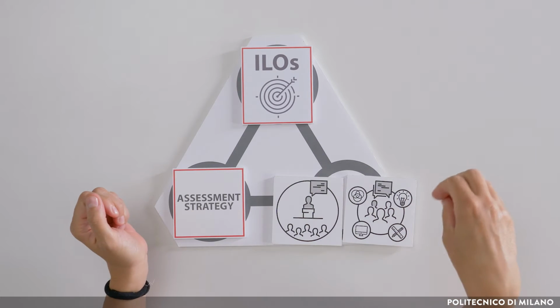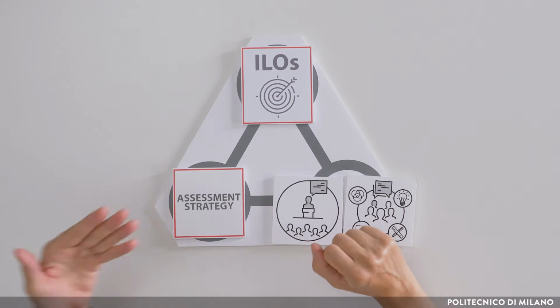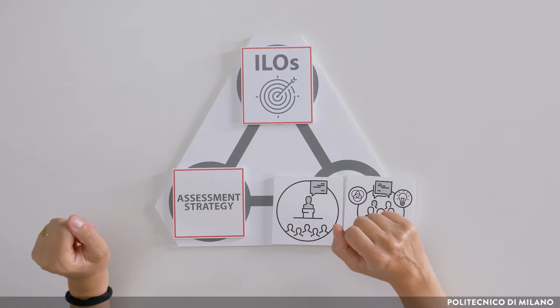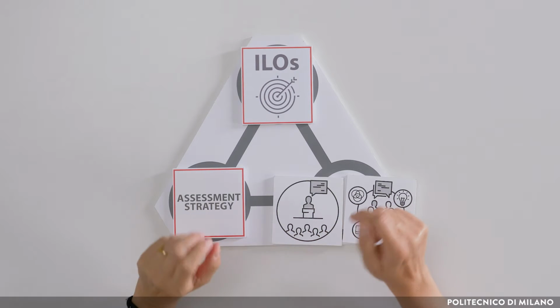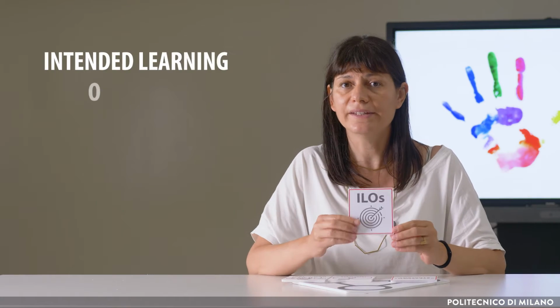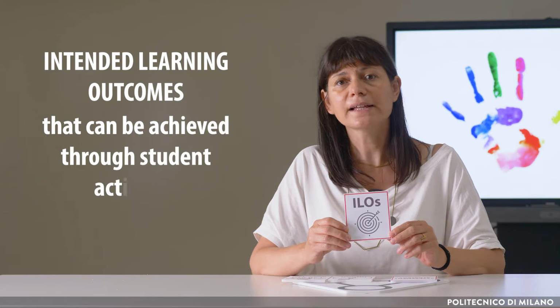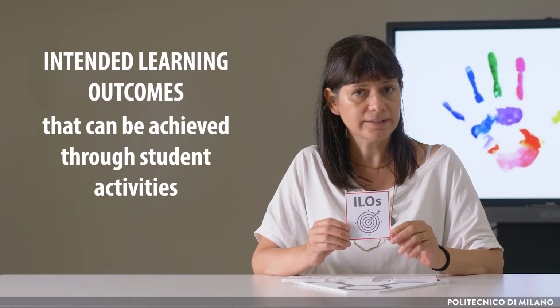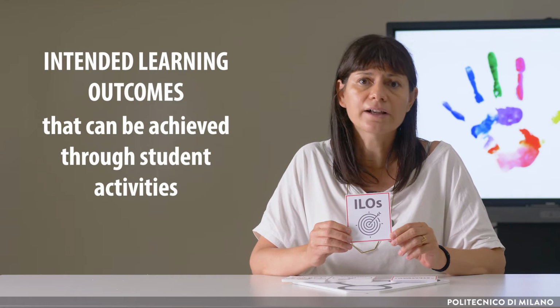If properly and consistently articulated with the assessment strategy, they will give a very useful guidance in the designing phase of the activities. The first step is to identify the intended learning outcomes that can be achieved through students' activities and which instead require frontal teaching. There are then different variables that need to be considered because they have an impact on the choice and the structures of the activities that we are going to design.